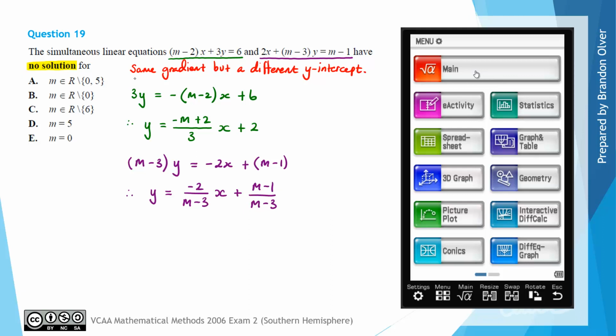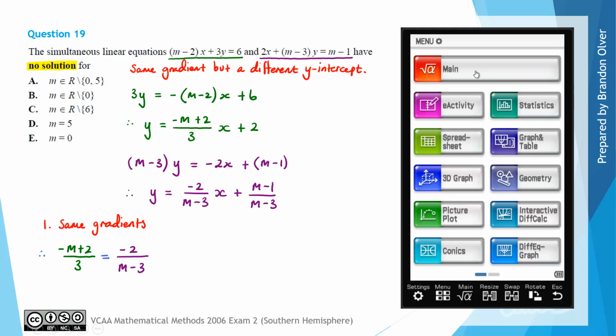So going back to the first thing that we discussed, to get no solutions, we want the same gradient but a different y-intercept. So the first condition we have is that we want the same gradients. Therefore, the equation that we can set up is negative (m plus 2) over 3 must equal the gradient of the second line, which we found to be negative 2 divided by (m subtract 3). And this is where we can use a calculator now to help solve that equation. So we now have our first equation to solve.